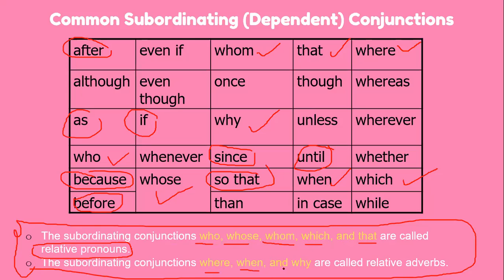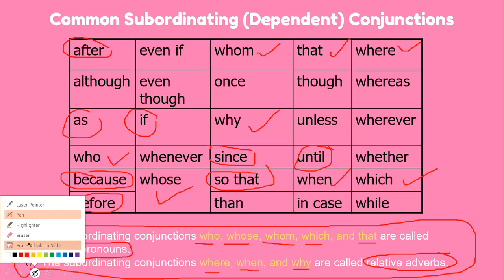Where, when, why are called relative adverbs. Relative adverbs because where talks about a place, when talks about a time, and why gives a reason. Okay? So who, whose, whom, which, that are called relative pronouns. Where, when, why are called relative adverbs. Are called what? Relative adverbs. Okay?